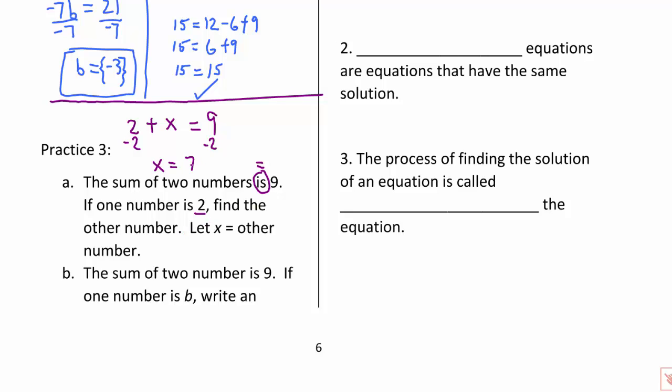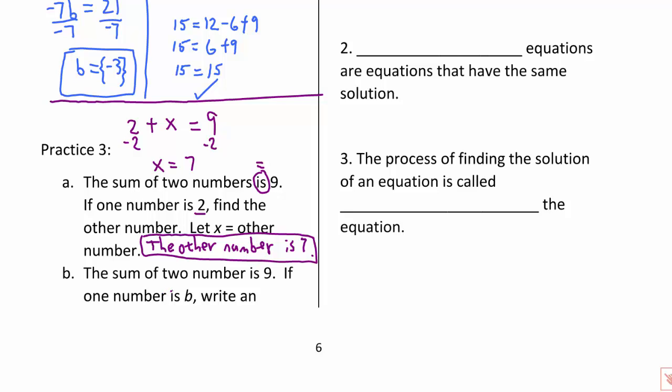X is 7. Good. Now notice that we did this 3 separate times. We read it once, and then we read it again by writing stuff down. Then the third time we read to make sure that we answered the question. But because it's a word problem, we need to write the answer in a sentence. So I'm going to say the other number is 7. And in this problem, it's fairly easy to check. If one number is 2, so 2 plus 7 gives me 9. Fantastic.